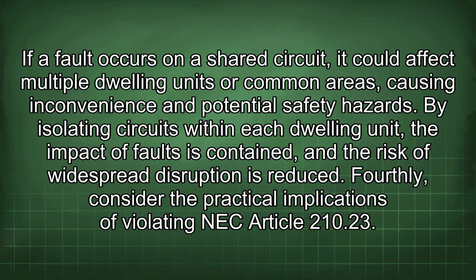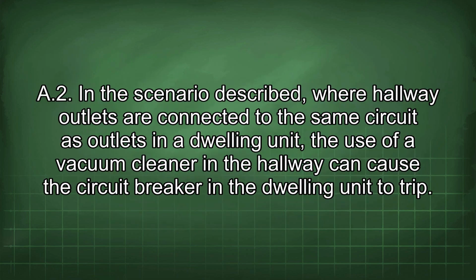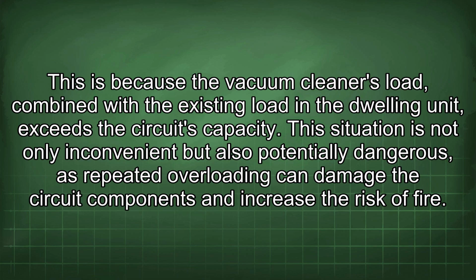Fourthly, consider the practical implications of violating NEC Article 210.23(A)(2). In the scenario described, where hallway outlets are connected to the same circuit as outlets in a dwelling unit, the use of a vacuum cleaner in the hallway can cause the circuit breaker in the dwelling unit to trip. This is because the vacuum cleaner's load, combined with the existing load in the dwelling unit, exceeds the circuit's capacity. This situation is not only inconvenient but also potentially dangerous, as repeated overloading can damage the circuit components and increase the risk of fire.